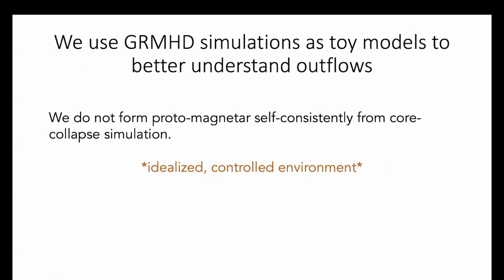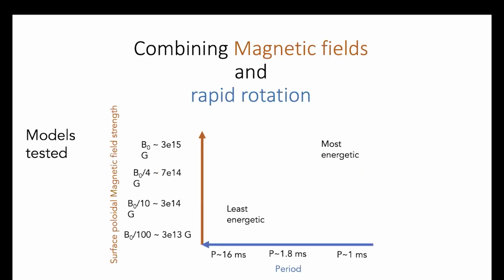So we don't form these proto-magnetars self-consistently from core collapse simulations, but the key is that this is an idealized, controlled environment. And we want to map this parameter space of spin period of the neutron star versus the magnetic field strength, from, say, 10^13 Gauss to 10^15, some of the most strongly magnetized typical magnetic fields that we would expect, maybe even more than this. And from periods of 16 milliseconds to 1 millisecond. The breakup of neutron stars is around 1 millisecond on rotation rate. So this is the region that we're interested in.